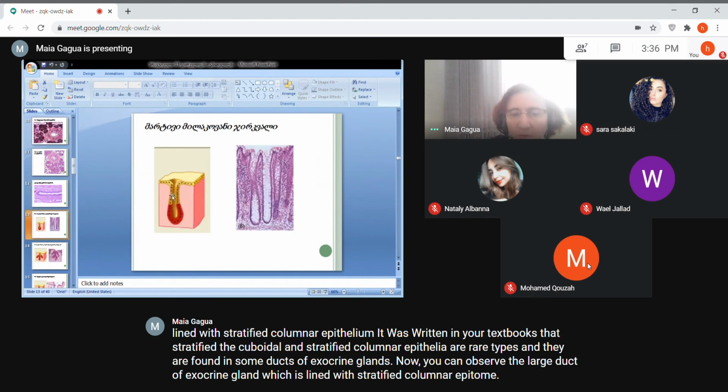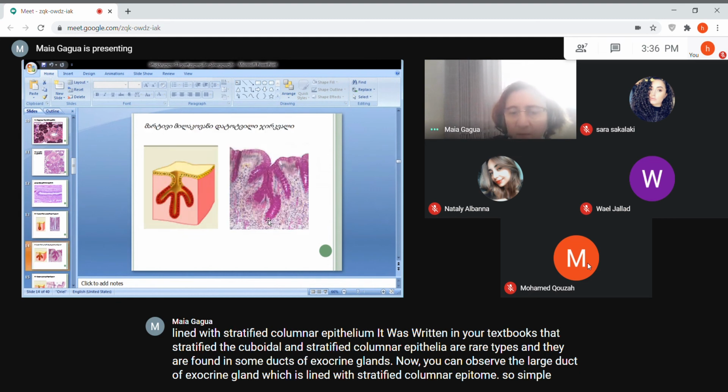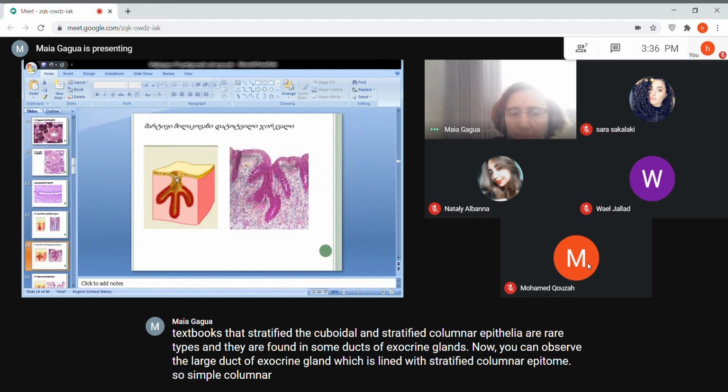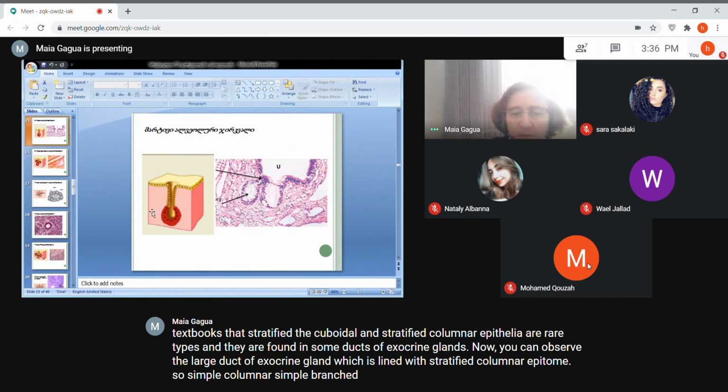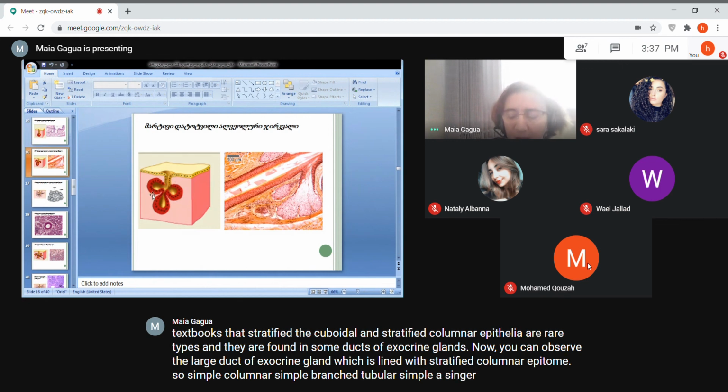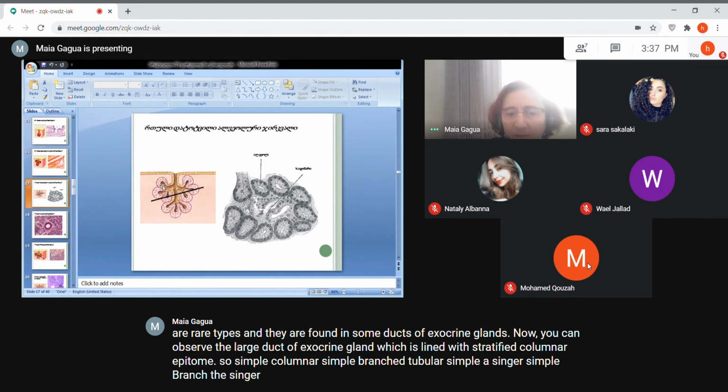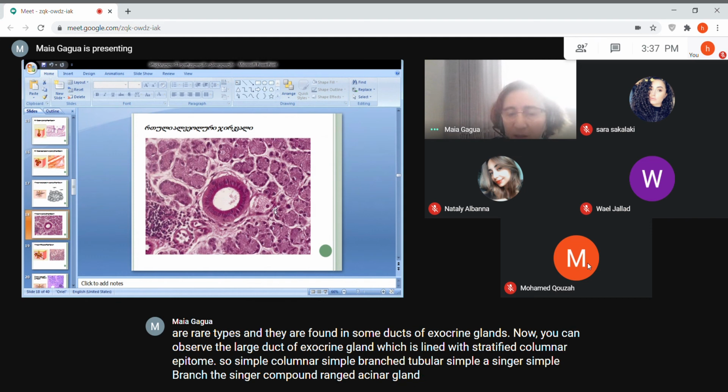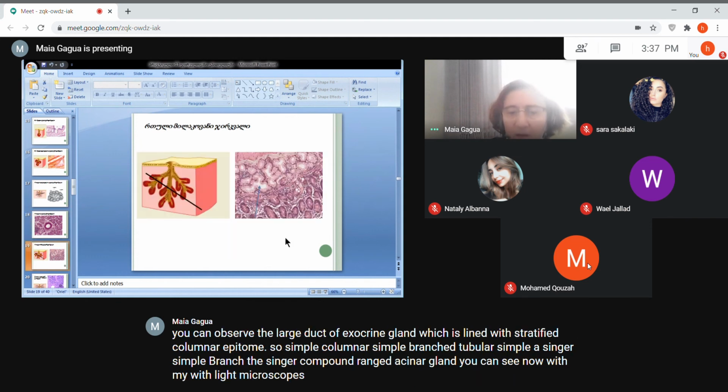So, simple columnar, simple branched tubular, simple acinar, simple branched acinar, compound branched acinar gland. You can see now with a light microscope the same gland.